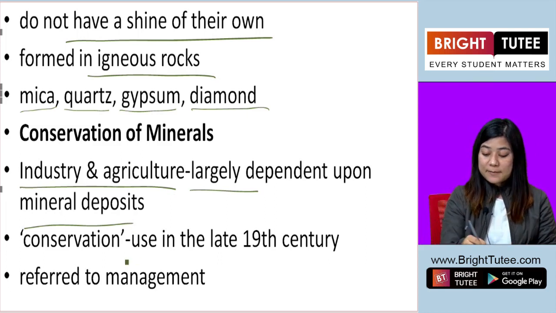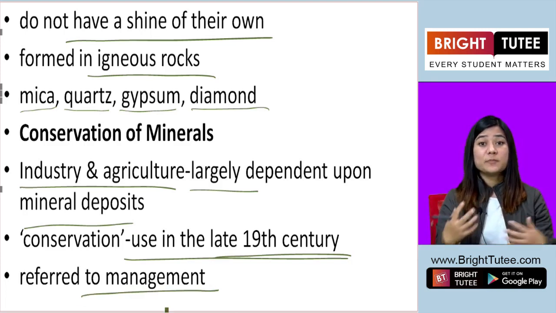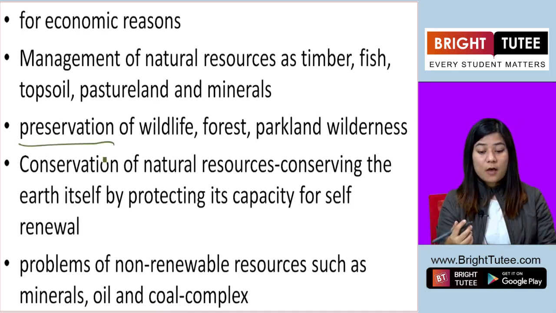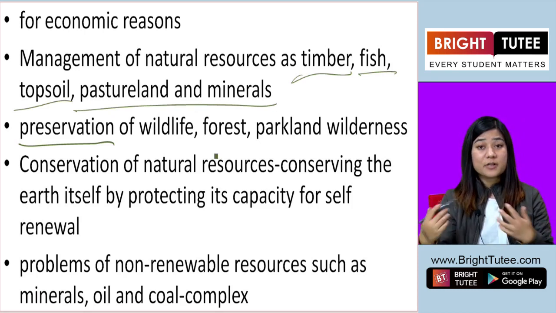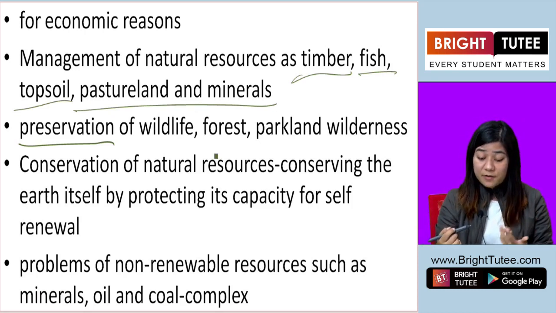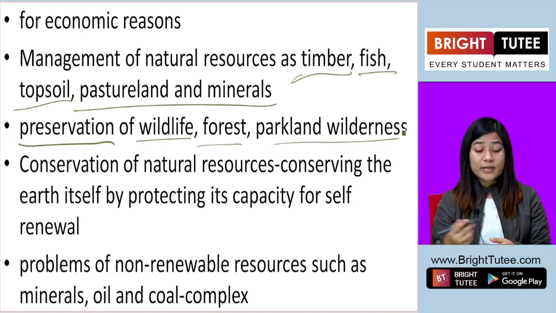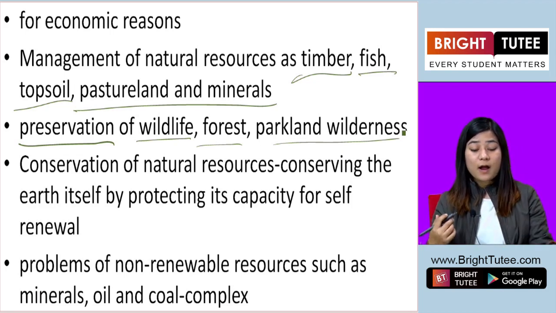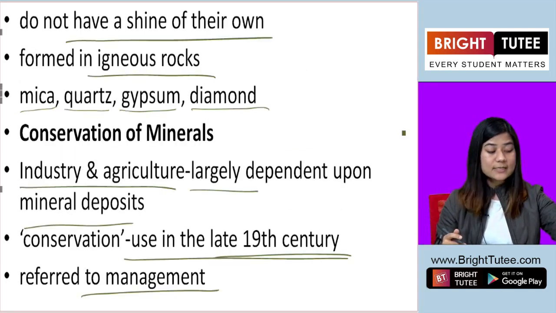Now, conservation came to be used as a term in the late 19th century, and it referred to the management of the resource. It referred to the preservation of the resource, okay, for economic reasons. So, management of natural resources such as timber, fish, topsoil, pasture land and minerals, and preservation of wildlife, forest, parkland, wilderness, etc. Okay, so conservation basically referred to management and preservation of our natural resources, and the term came to be used in the late 19th century.